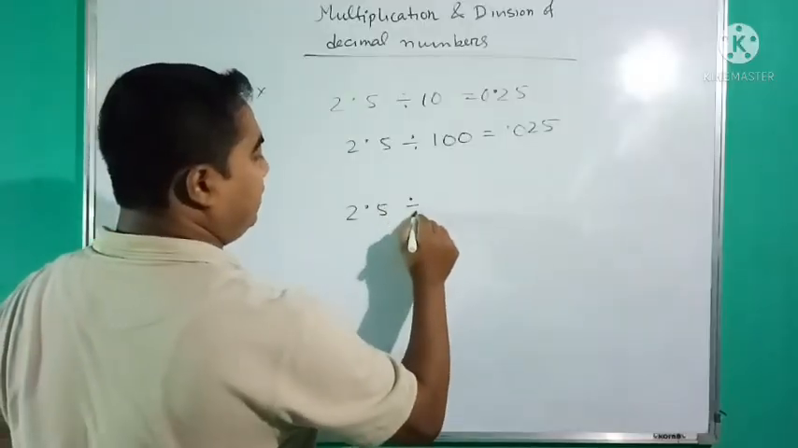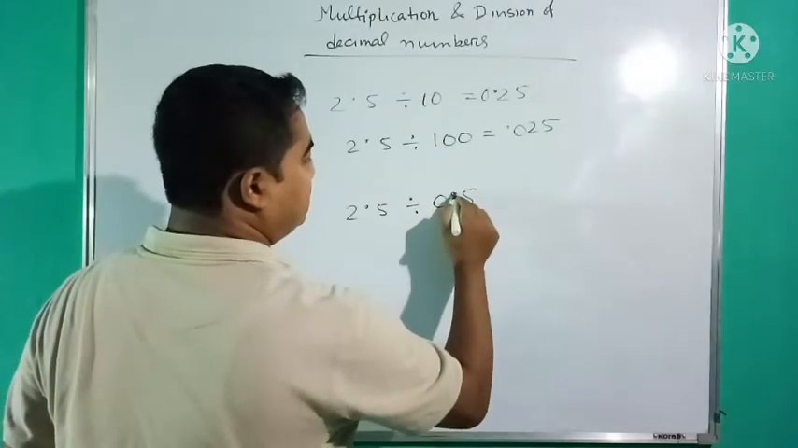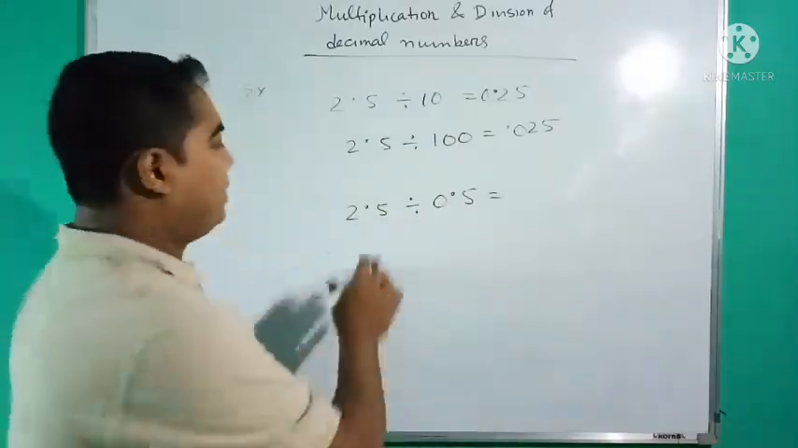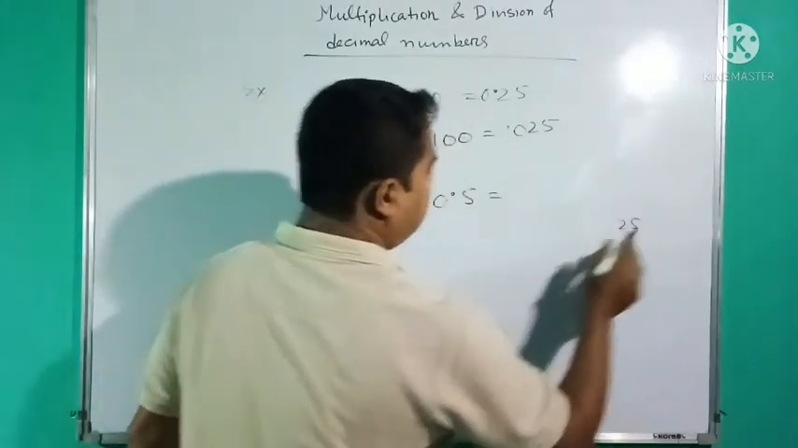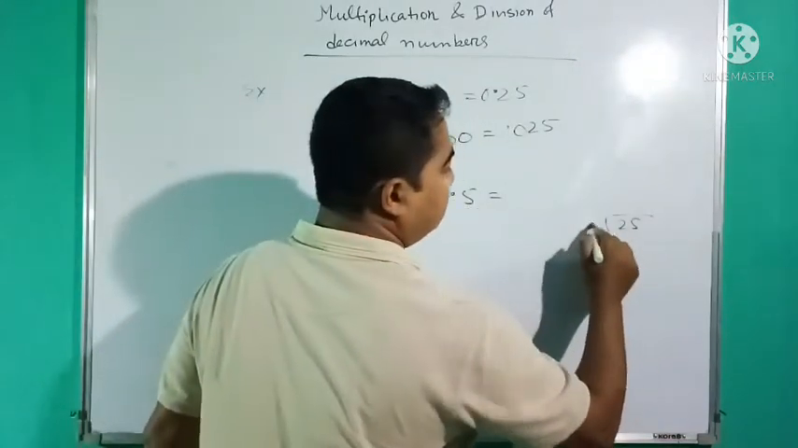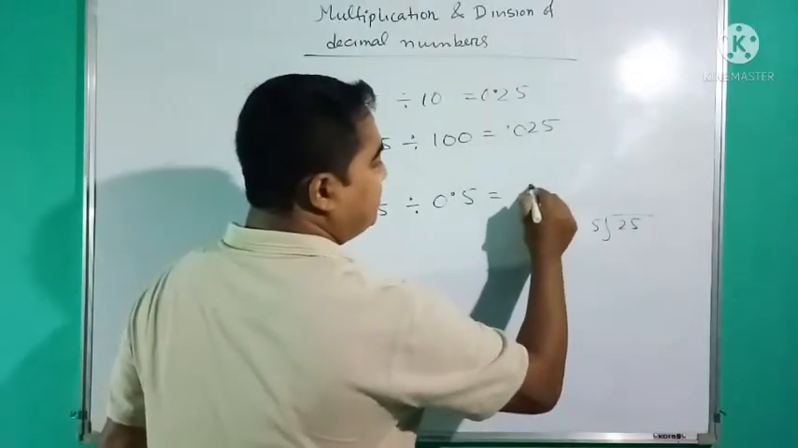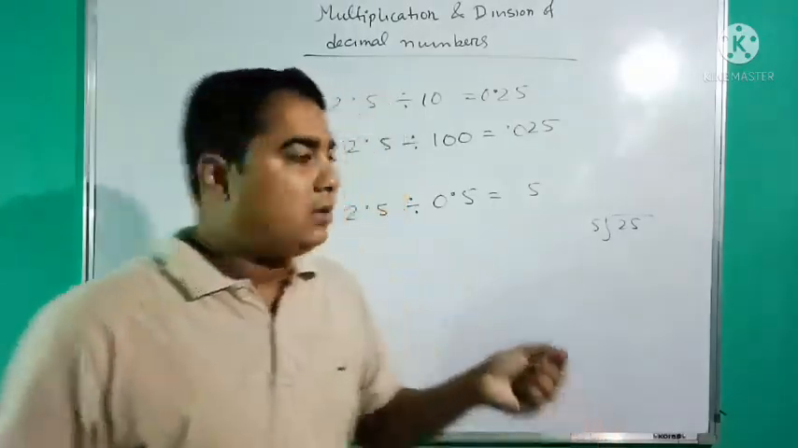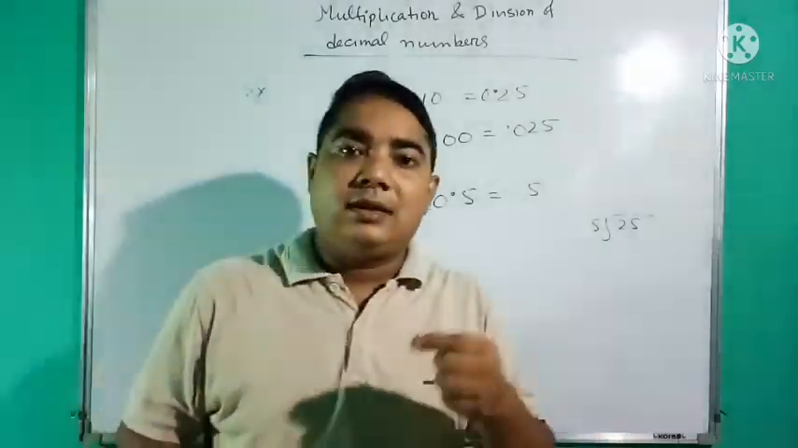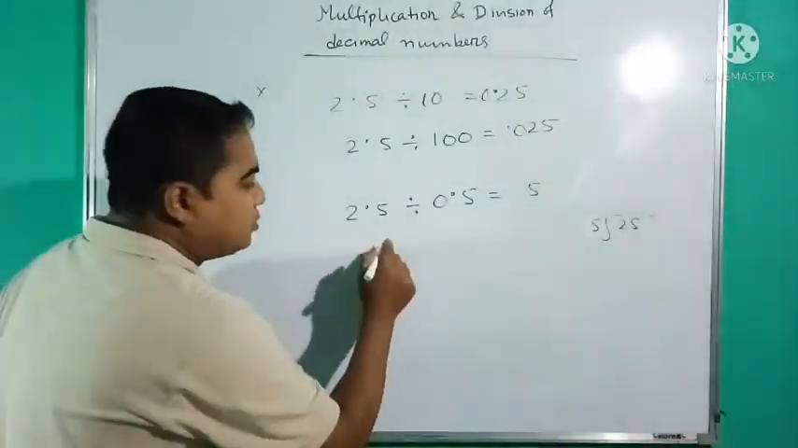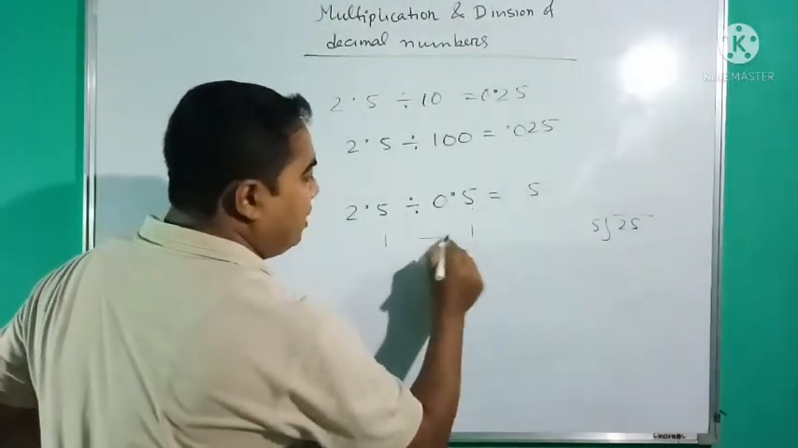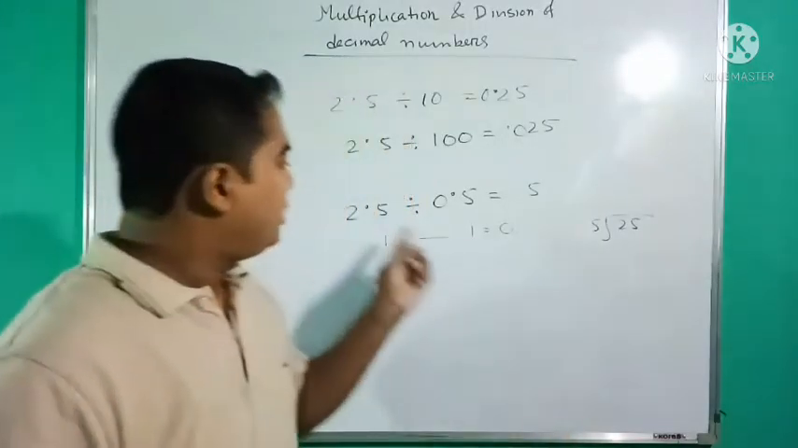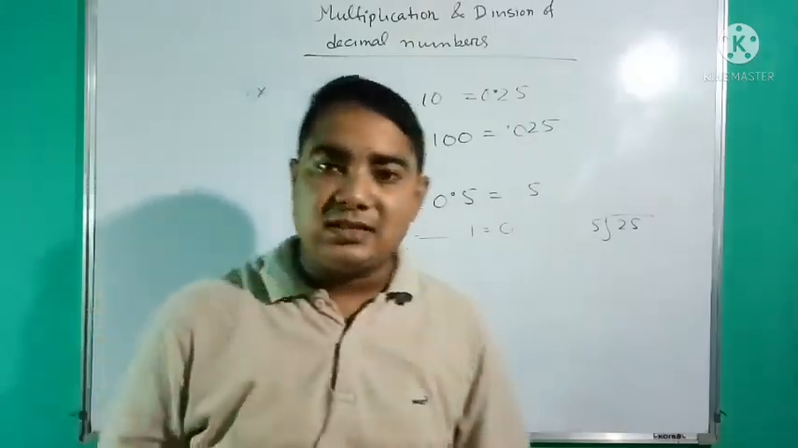Now divide one decimal number by another decimal number. 2.5 divided by 0.5. At first think of this as 25 and this one as 5. Now divide, we know 5 fives are 25. Now see, when we multiply, the decimal places are added. When we divide, the decimal places are subtracted. See here how many decimal places? 1. Here how many decimal places? 1. So 1 minus 1, the answer is 0. That means no decimal place. So 2.5 divided by 0.5, the answer is 5.